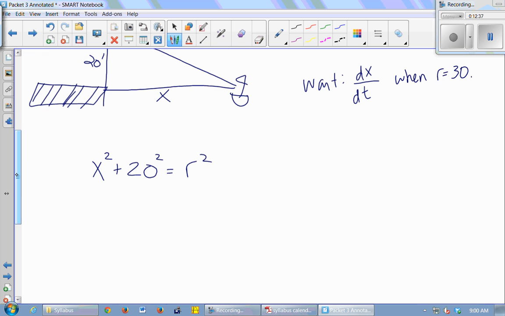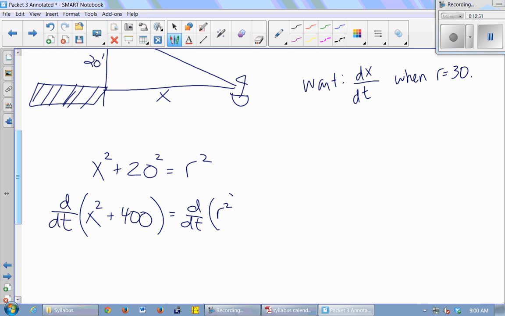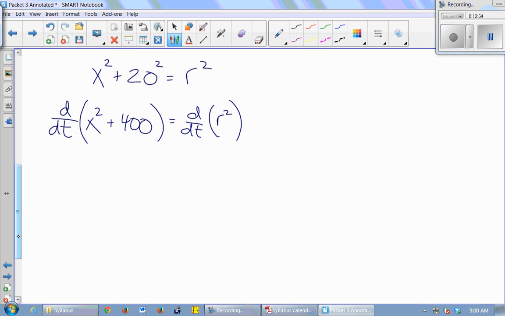Okay, let's implicitly differentiate this. I'm going to take d/dt of both sides. So if I'm taking the derivative with respect to t, and I want to take the derivative of x squared, take the derivative of the outside function, that would be 2x, and then the derivative of the inside function, and the inside function is an x, and its derivative would be dx/dt. And d/dt of 400 is 0.